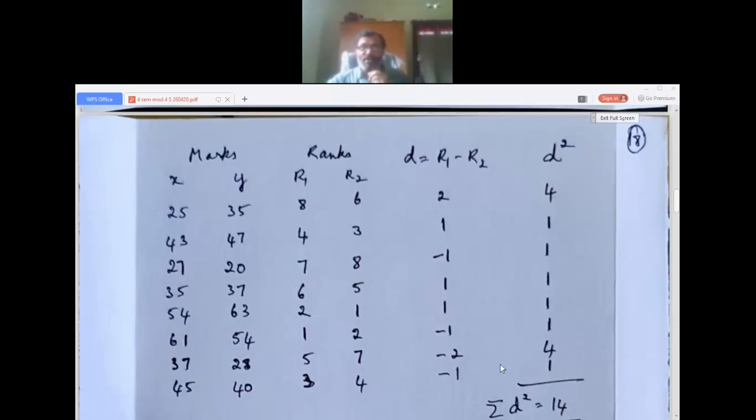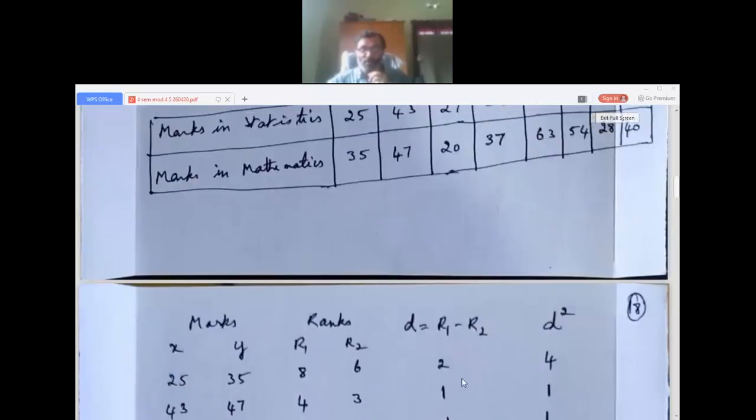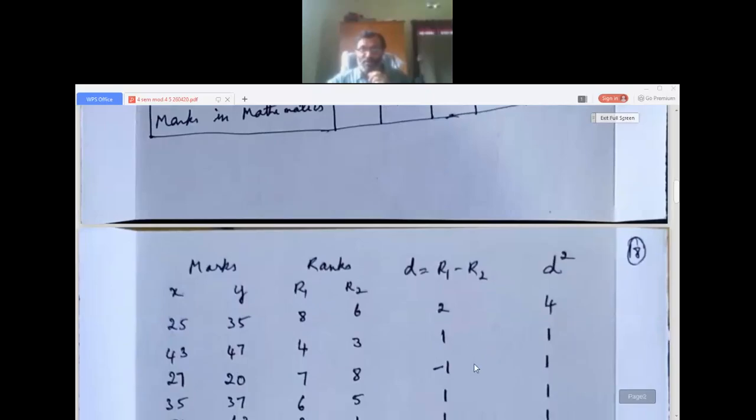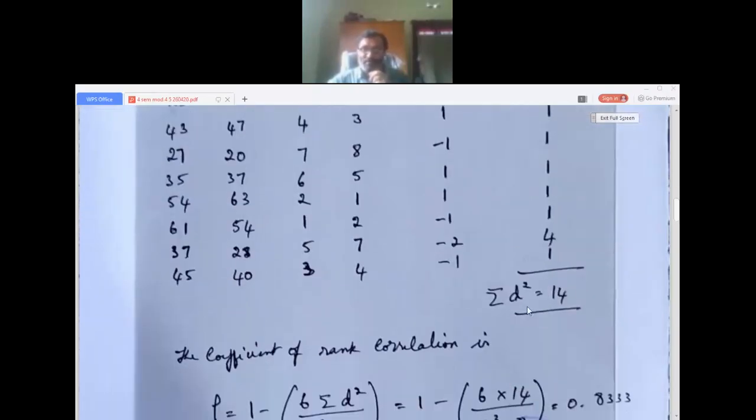So once you have got D, then find D squared. D squared means you get 2 squared 4, 1 squared 1, minus 1 squared 1, 1 squared 1, 1 squared 1, minus 1 squared 1, minus 2 squared 4, 1 squared 1. Add it, we want sigma D squared. When we add it, we get sigma D squared as 14.